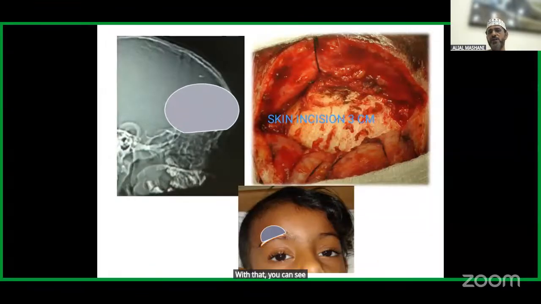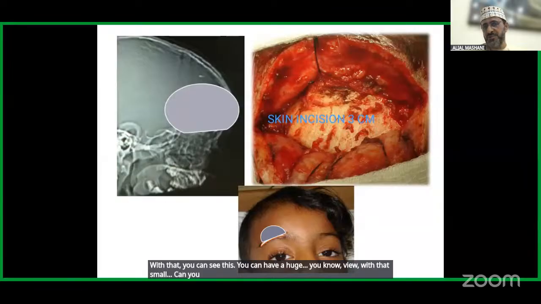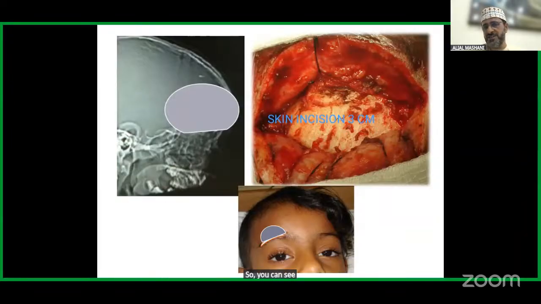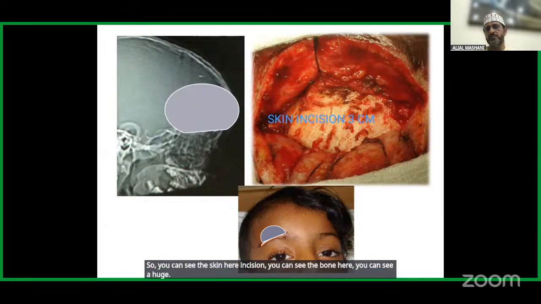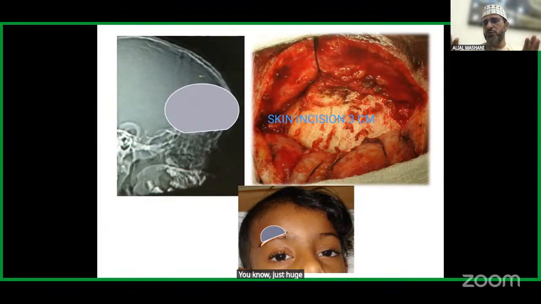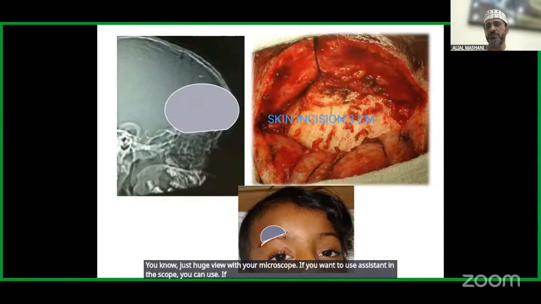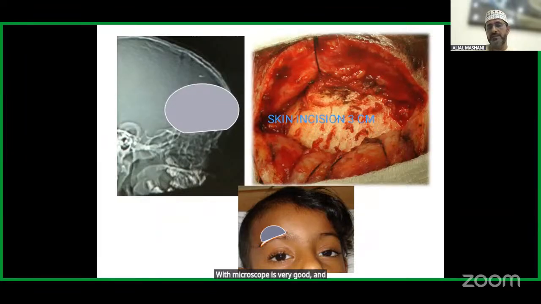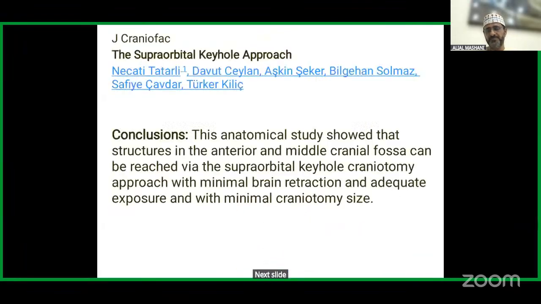This is now the craniotomy. This is the bone which we have to take out, and we can see our approach from there. Next slide. Another one. With that, you can have a huge view with that small craniotomy. You can see the skin incision here and the bone here. You can see a huge view with your microscope. If you want to use an assistant endoscope, you can. If you're far away or just working with the microscope, it's very good, and it's a very nice approach. Next slide.